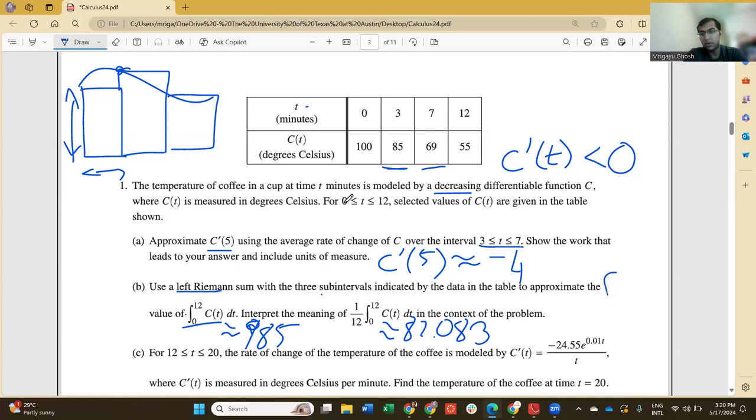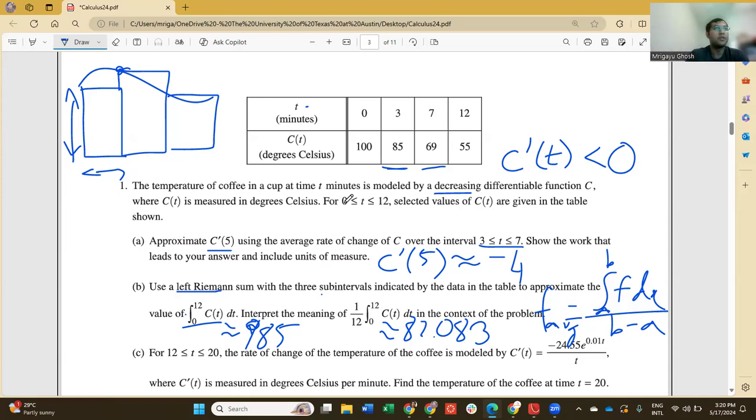When we have the integral from a to b of f of x dx over b minus a, this is the average value of f on that interval, right? So that's what the mean value theorem tells us. So this is like the second version of the mean value theorem.